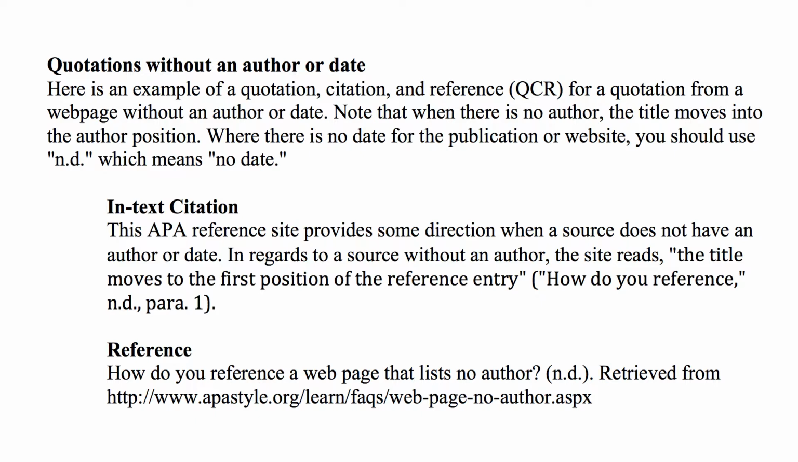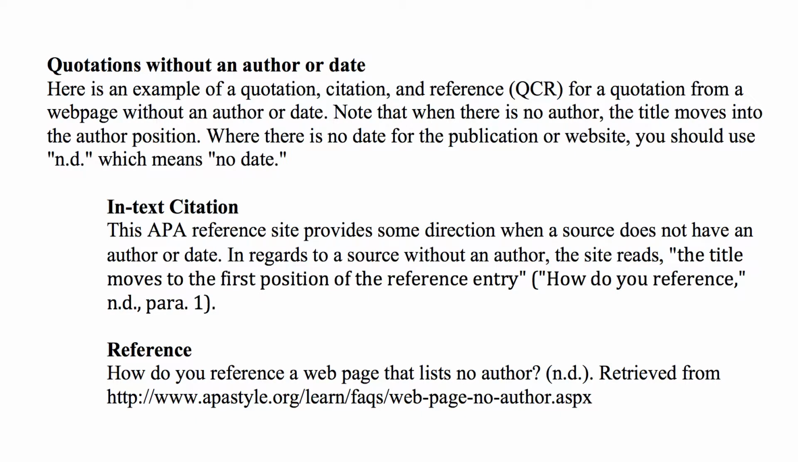You'll see the quotation in the paragraph. The title moves to the first position of the reference entry. That's the quote. It's in quotation marks. Now you'll notice you don't have an author's name. So we use the article title in quotation marks. How do you reference? It's shortened because it's pretty long. So it's not the author name, it's the article name in quotation marks.